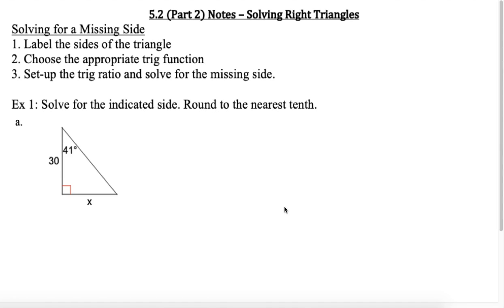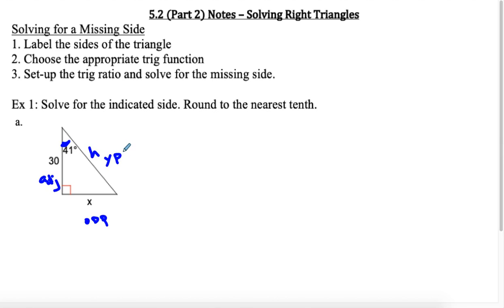The first thing that we want to do is label the sides. What I mean by that is we want to label them with respect to the angle that we're given as opposite, adjacent, and hypotenuse. So for this angle here, we're given this 41-degree angle. The side opposite is going to be down here. The x is going to be the opposite, and then this 30 is going to be the adjacent leg, and then this side will be the hypotenuse.